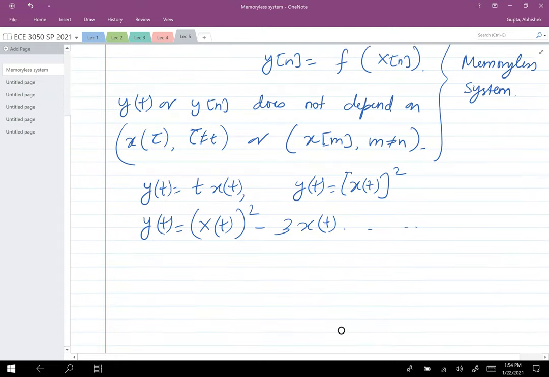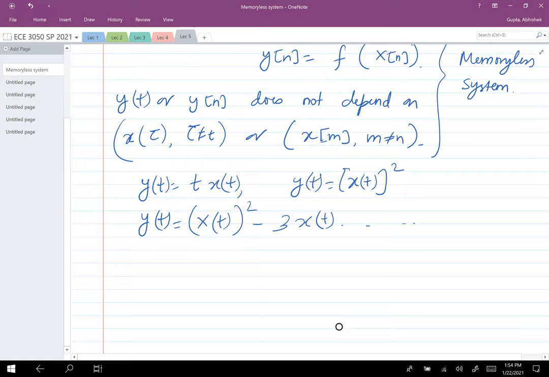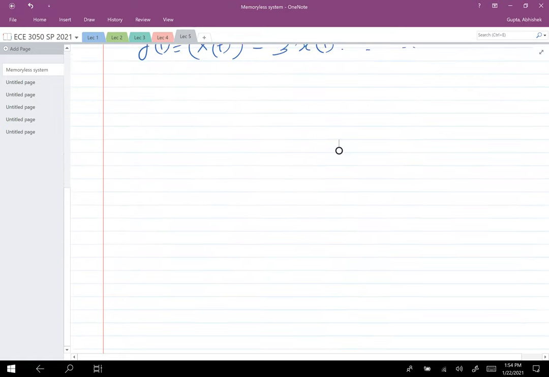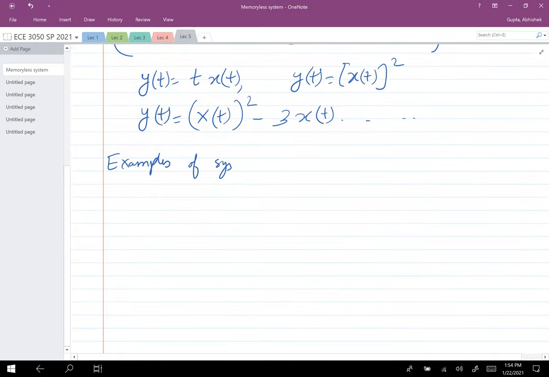Let's look at some examples of systems with memory. Could you still show those last two lines, please? I'm almost there. Yeah.